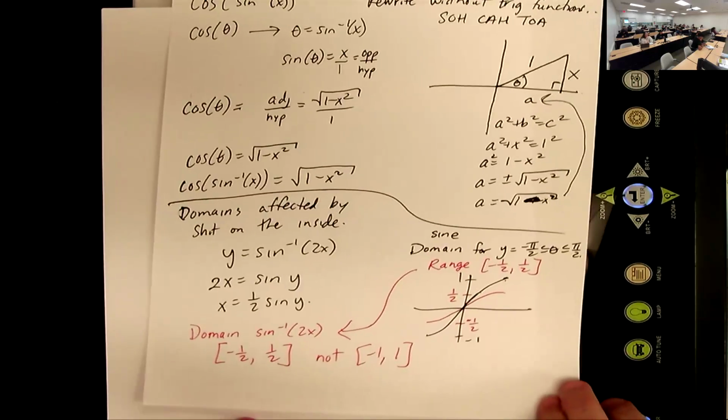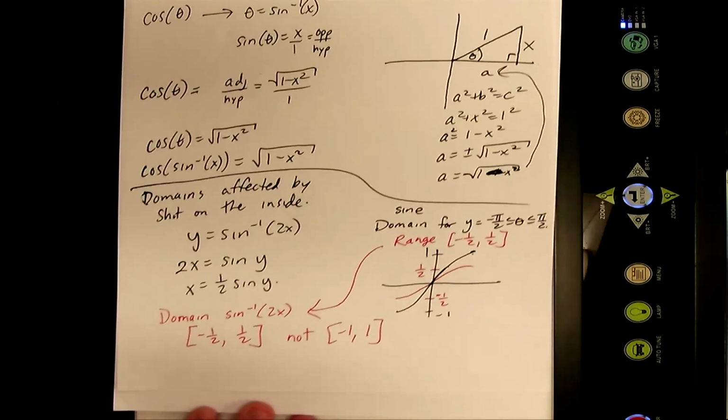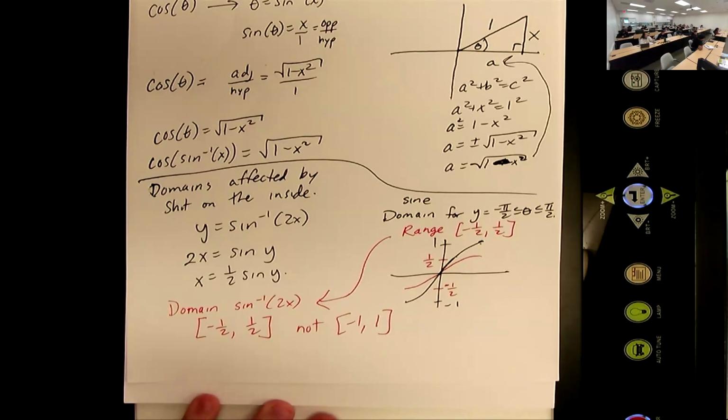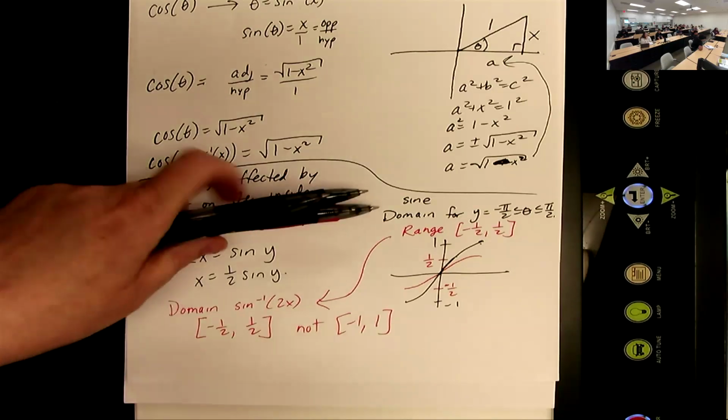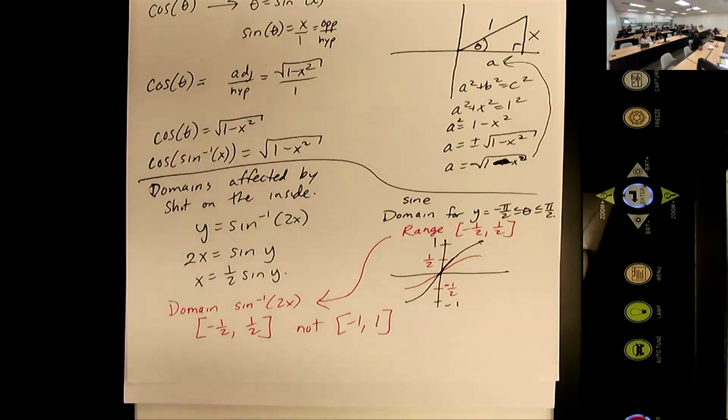I have a question. Wait, so for the range, because it's the inverse, that's why they switch the domain. Yeah, when you take the inverse of any function, the domain and range swap places. Just like when you find the inverse of a function, you swap y and x, that's what we're effectively doing. Domain is x, we swap with y, so now it's the range.